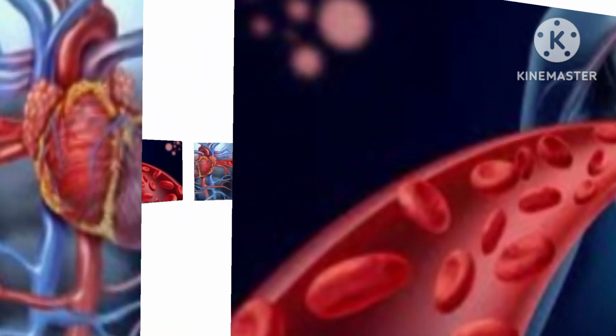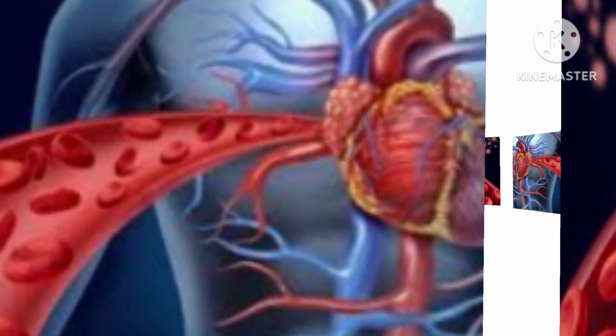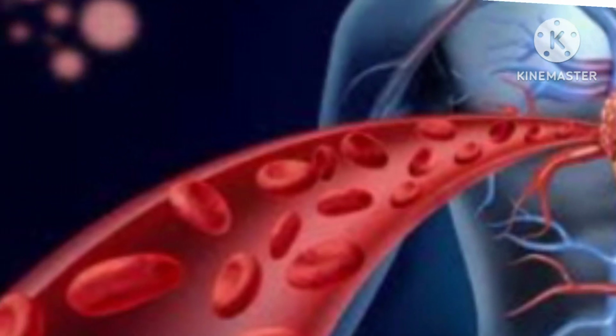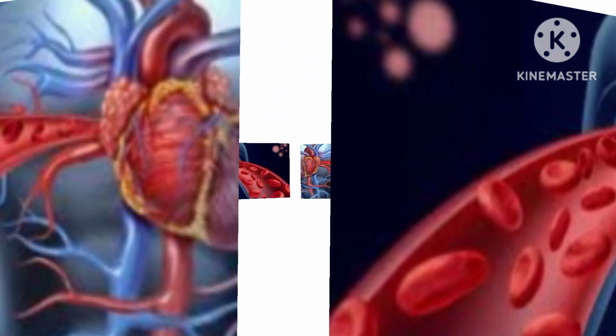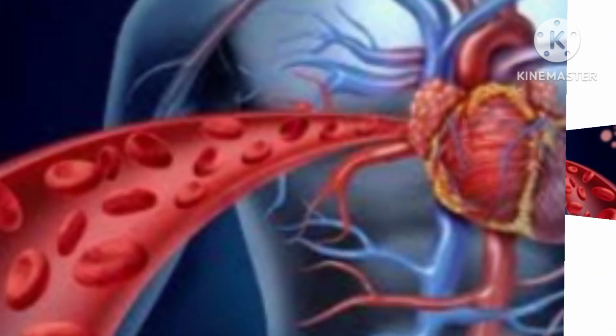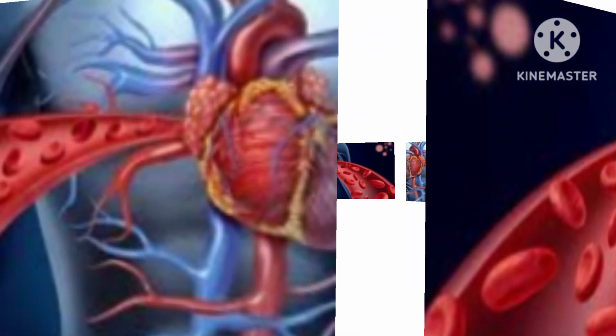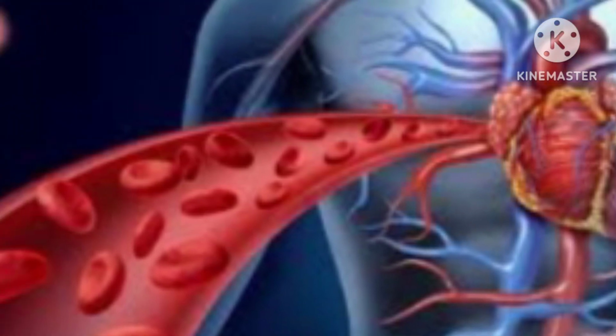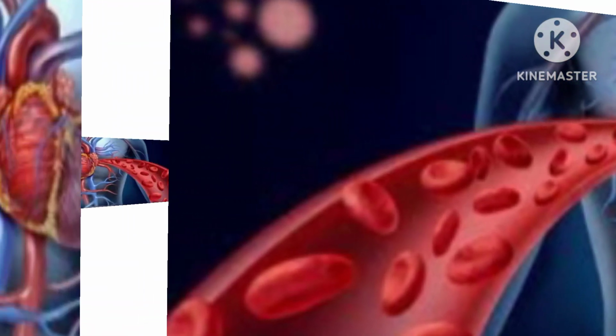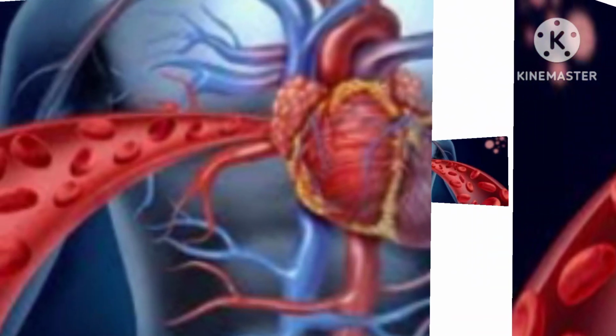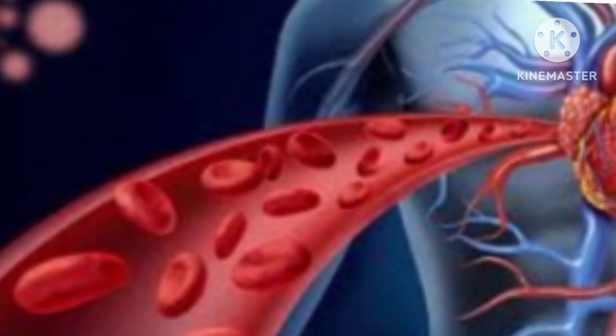This transport system works together with other organs like the kidneys and lungs to dispose of body waste such as carbon dioxide and liquid waste from the blood. There are two types of blood circulation. These are pulmonary and systemic circulation.